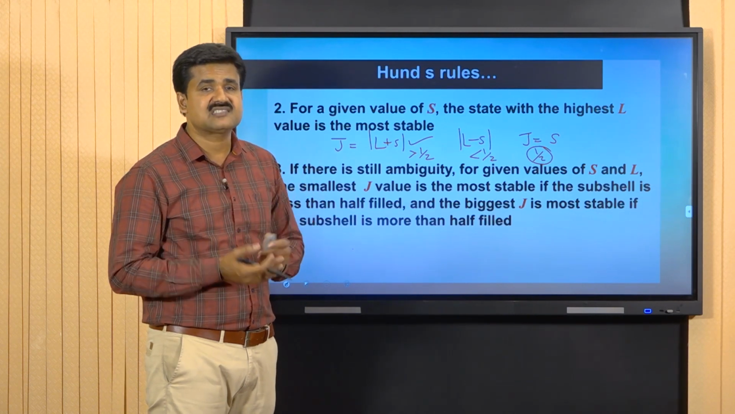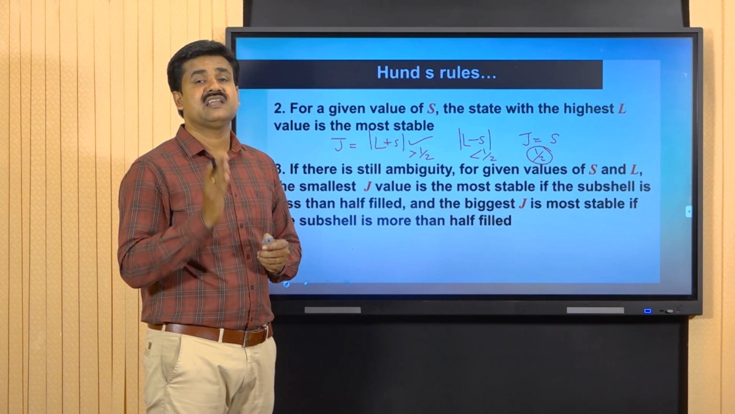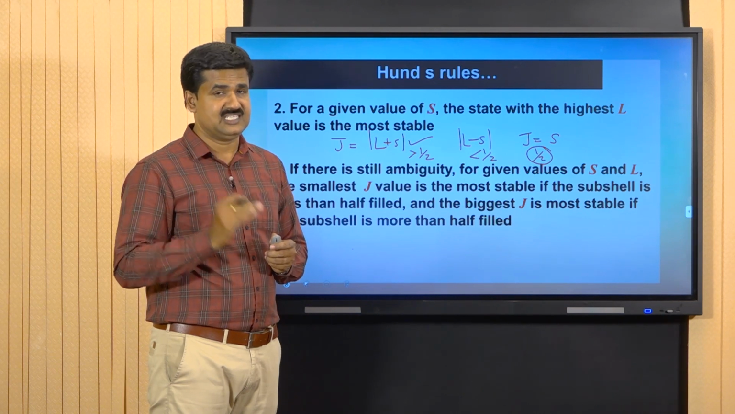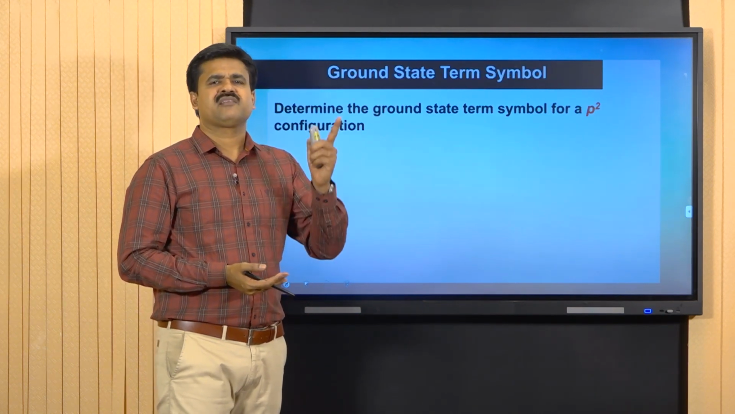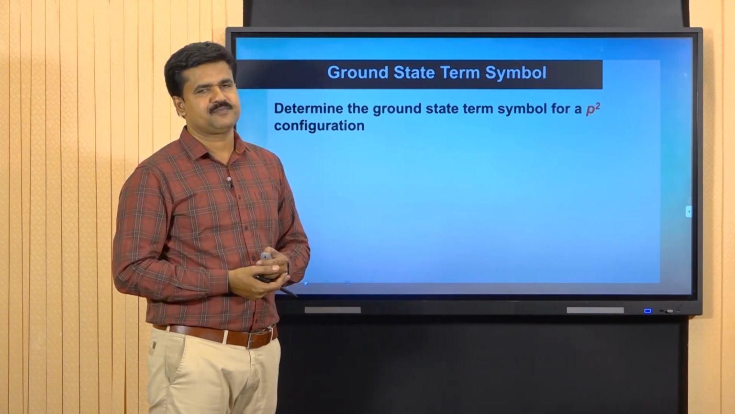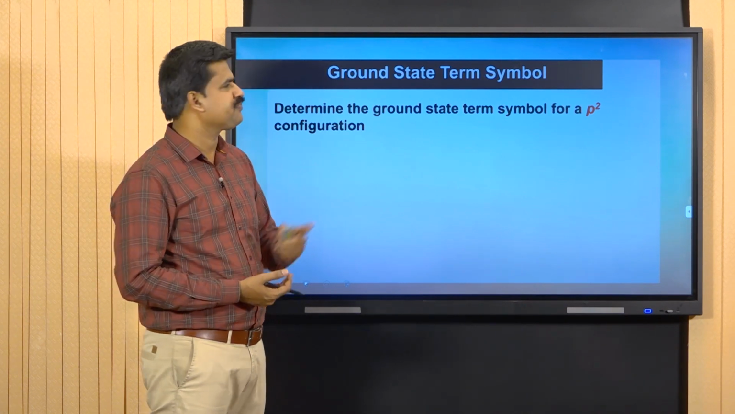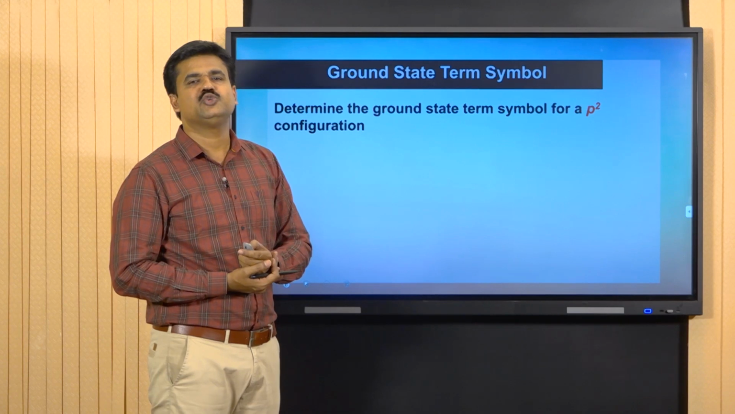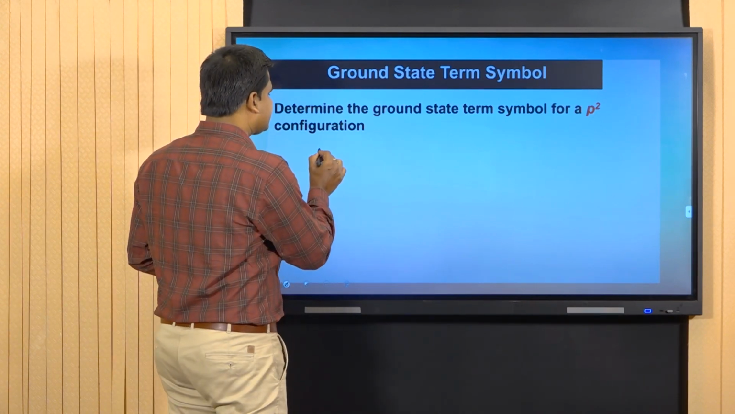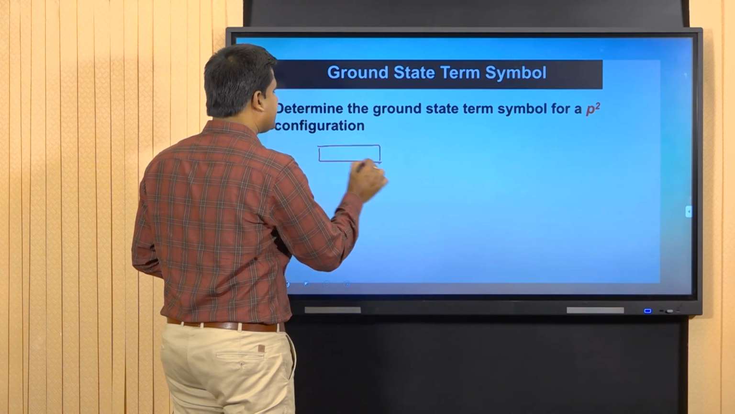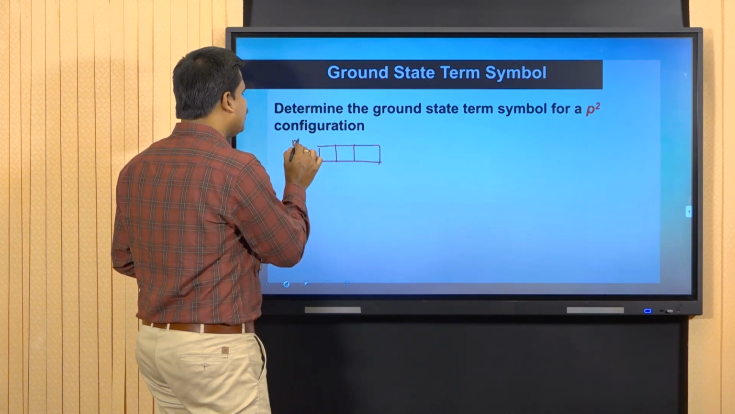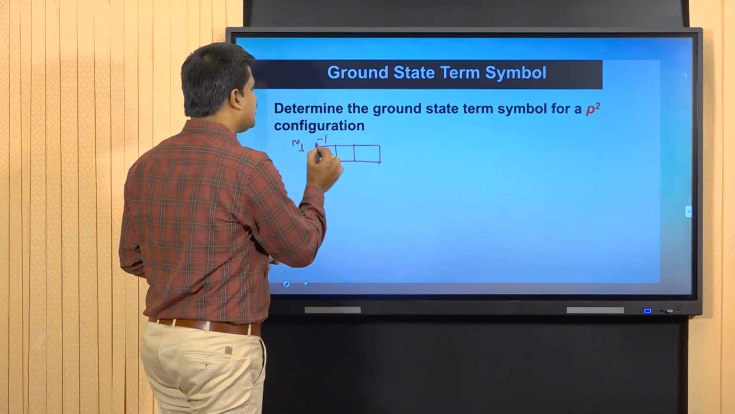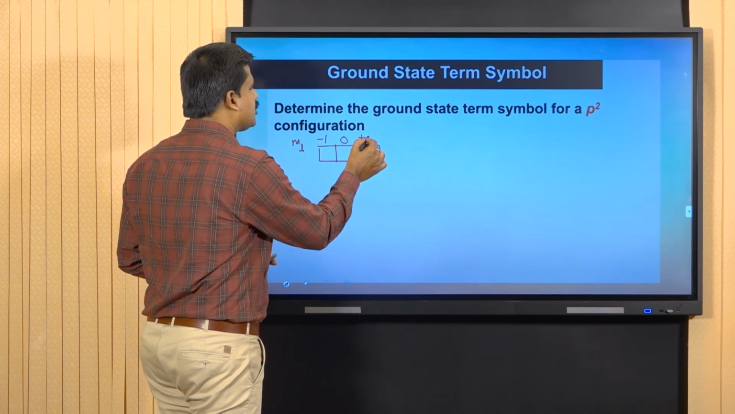So, by using Hund's rule, we can determine the ground state term symbol associated with a particular electronic arrangement. Now, we can take some illustrative examples. First of all, determine the ground state term symbol for a P2 configuration. There are 3 p orbitals, so I am representing 3 p orbitals. I am going to mark the ML values, the magnetic quantum number values, at the top: -1, 0, and +1.